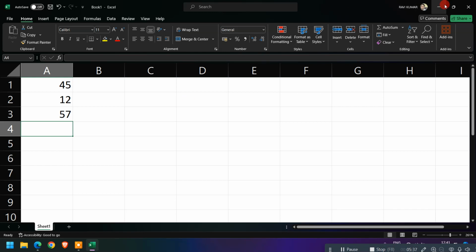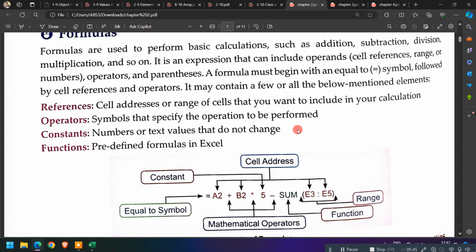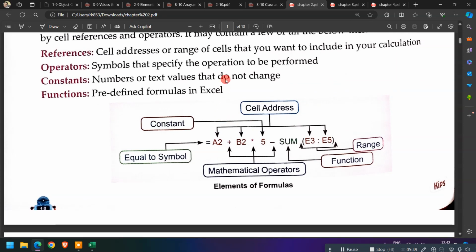Next, it may contain few or all of the below mentioned elements. Reference: a cell address or range of cells that you want to include in your calculation. Reference means cell address, or range of cells. Cell range I will discuss later.